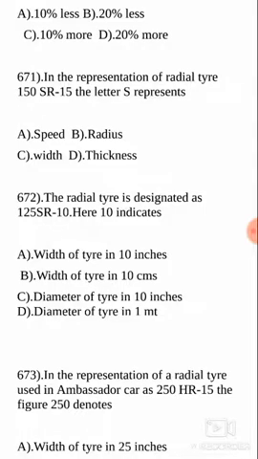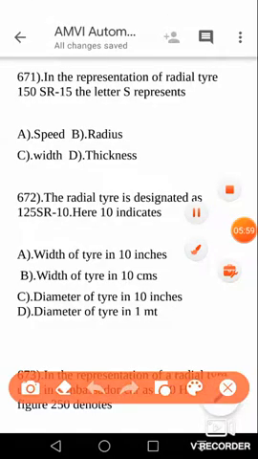Okay, next question. In the representation of radial tire 150 SR hyphen 15, the letter S represents. So there is a representation, a particular method is followed. Some letters and a combination of digits are followed, so you just study these bits very carefully. Let us say it is represented by 150 SR hyphen R dash 15. The letter S, what does it represent? It represents the speed. S means speed, first letter, speed.